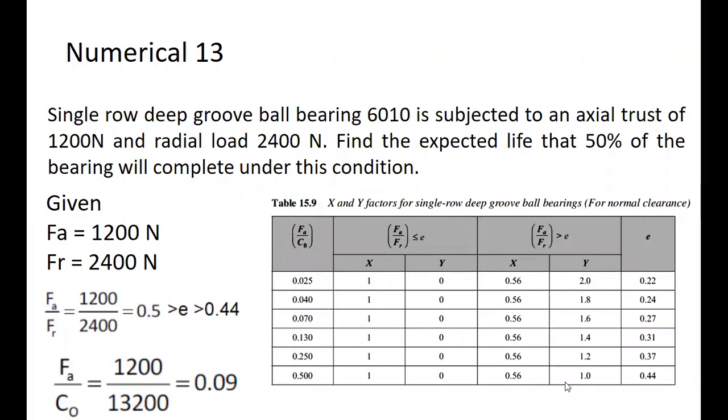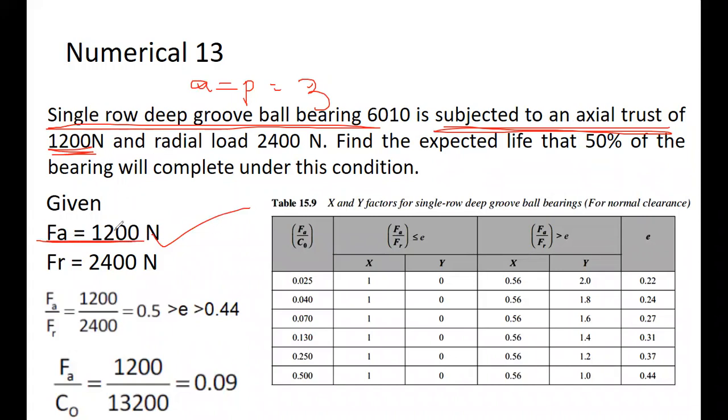Very quickly, let's go to numerical 13. Single row deep groove ball bearing. Again, this is a numerical of ball bearing, so A or P in the load life relationship will be 3. Subjected to axial thrust. Axial load is given, axial thrust means axial load is given, 1200 Newton. Radial load FR is 2400 Newton.